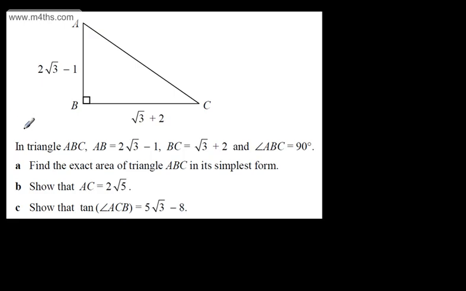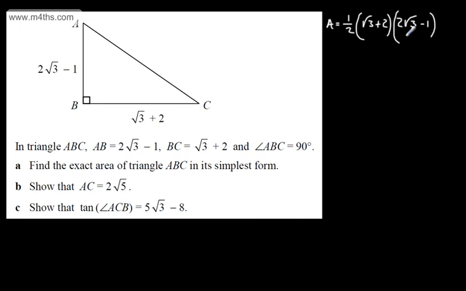In triangle ABC, AB is 2 root 3 minus 1, BC is root 3 plus 2, and angle ABC is 90 degrees. So we've got a right angle triangle. We're asked to find the exact area of triangle ABC in its simplest form. So we know that it's 1/2 base times height. So the area is going to be 1/2. We've got the base, which is going to be the root 3 plus 2 multiplied by the perpendicular height. So on this one, we do have the perpendicular height.